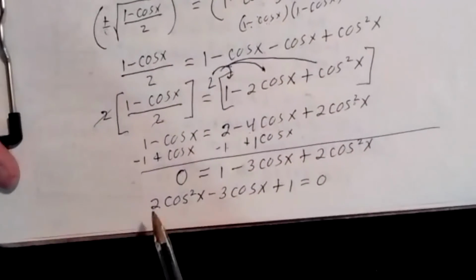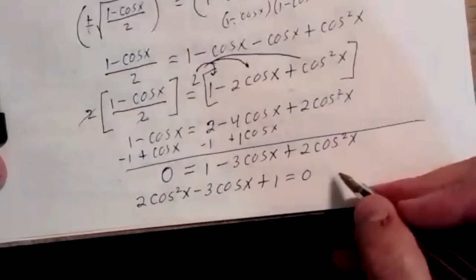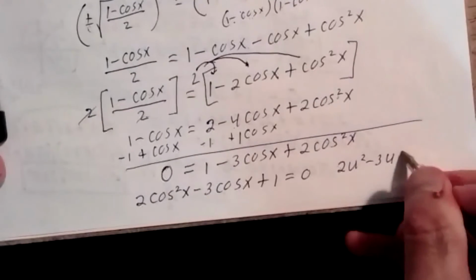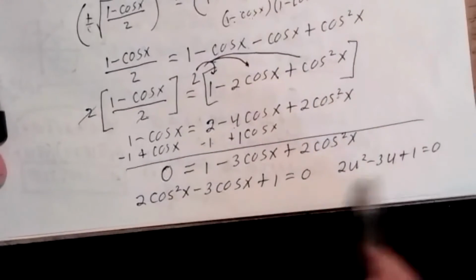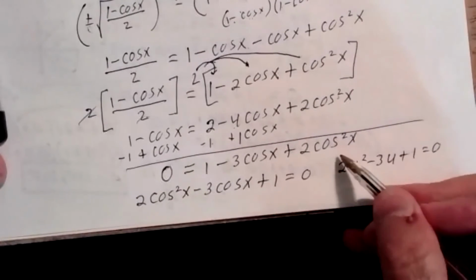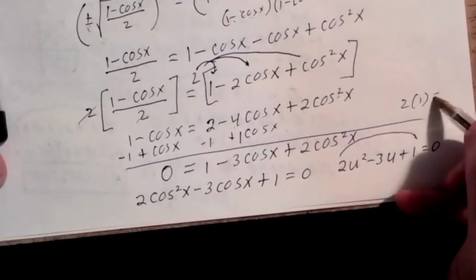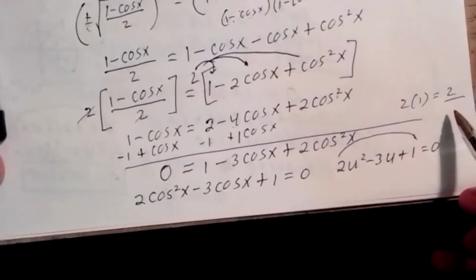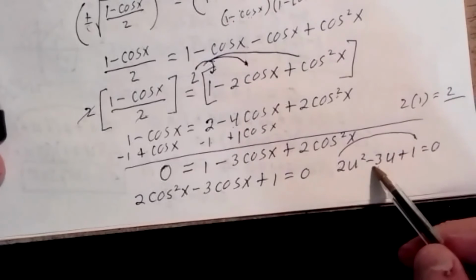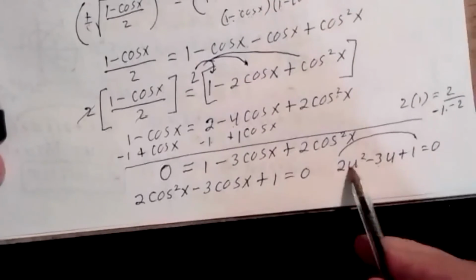Ladies and gentlemen, is this factorable? Notice it's analogous to a trinomial in algebra, 2u squared minus 3u plus 1 equals 0. Does this trinomial even factor? Test. 2 times 1 is 2. Are there factors of 2 here that sum up to negative 3? 2 factors of 2 that add up to negative 3. Negative 1 and negative 2. So yes, this does factor.